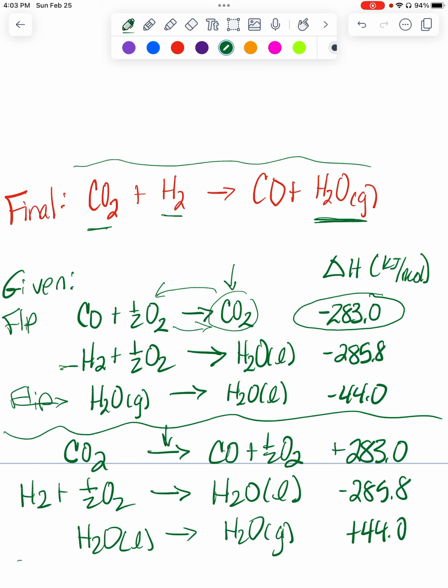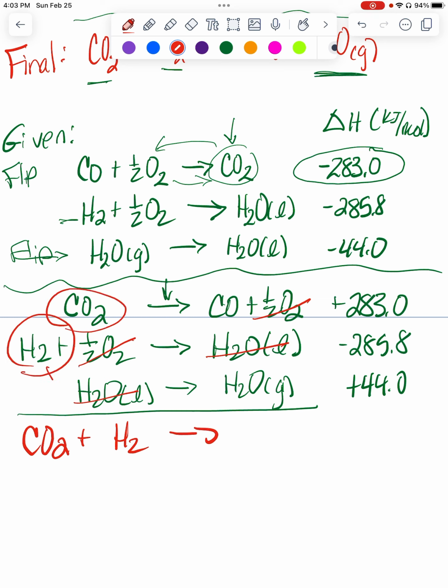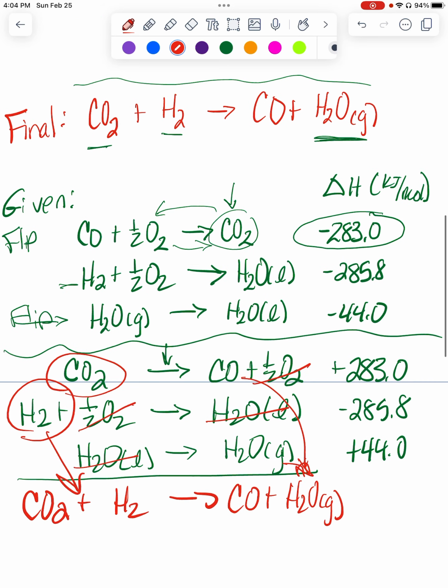So what you want to do is you want to see, do you get the equation you wanted in the beginning? Well, anything that is on the left and on the right can cross off. So let's go through that. Cross, cross. Liquid water crosses off. And so what do you get? You get CO2 plus H2. See those right there? That's what's left. Makes CO and water, that's a gas. Now go back up. Is that what we wanted? Up here. Sure looks like it.